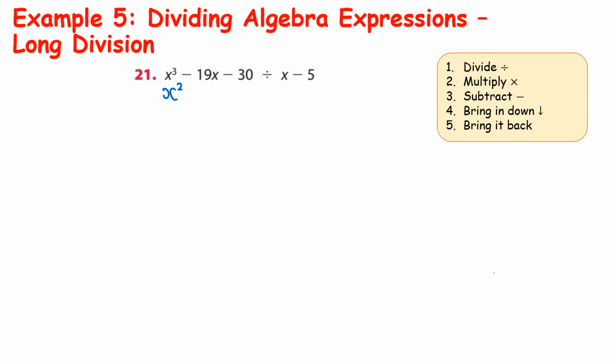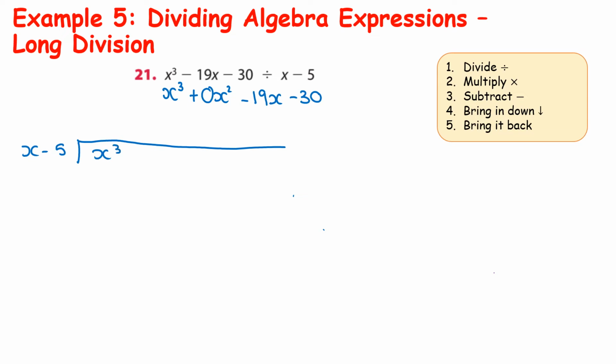And we're going to put in what I would call a placeholder for that x squared term we're missing. So we've x cubed plus 0x squared. We don't have any x squareds, but I'm going to give it space. Because when we do our long division, we basically want a column for each of the types of terms. There should be a column for x cubes, then a column for x squareds, then a column for x, and then a column for just those numbers or constants.